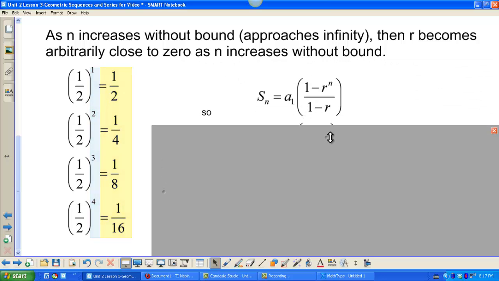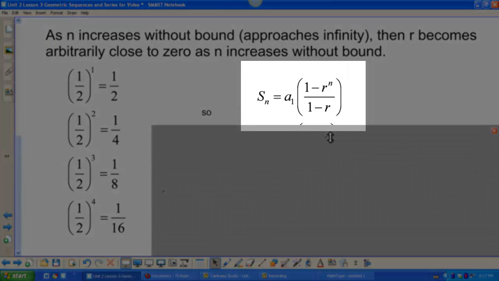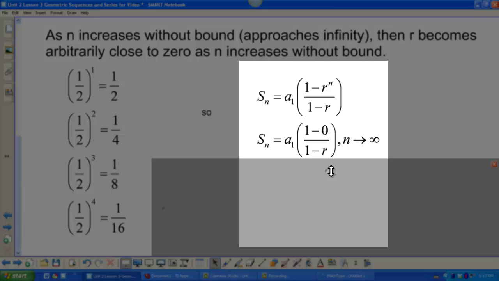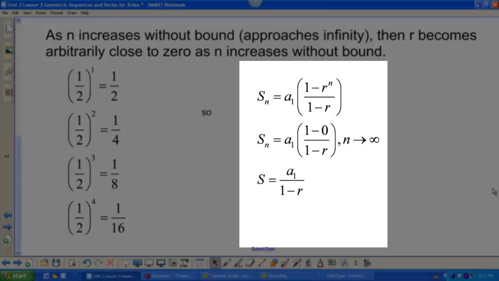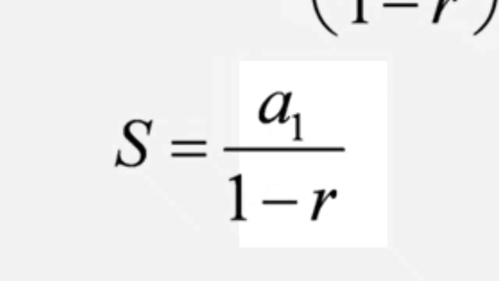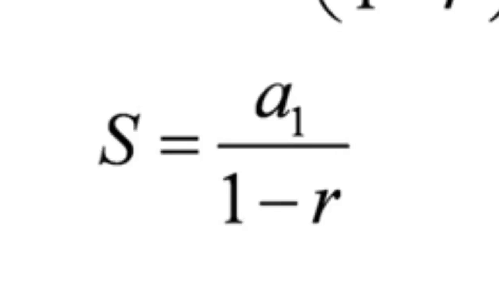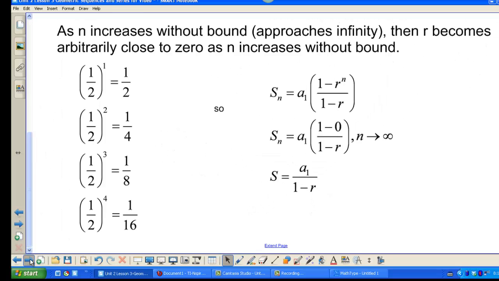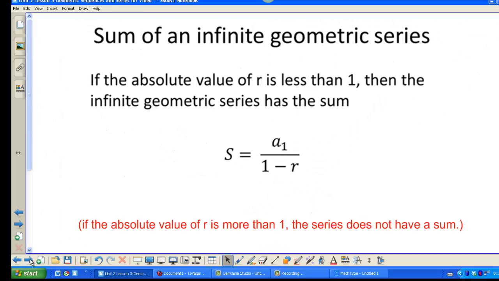So you can take that formula that we had for finite geometric sequences, and as n approaches infinity, r to the nth power is going to 0. So if I take the first term times 1 over 1 minus r, then the sum of an infinite geometric series is equal to the first term over 1 minus r, provided the absolute value of your common ratio is less than 1. So the sum of an infinite geometric series, if the absolute value of r is less than 1, is s equals the first term over 1 minus r. Again, if the absolute value of r is more than 1, the series does not have a finite sum.